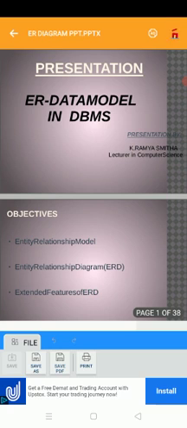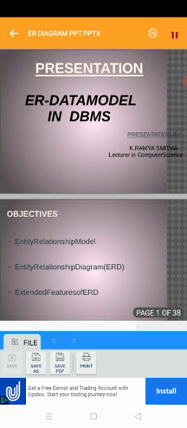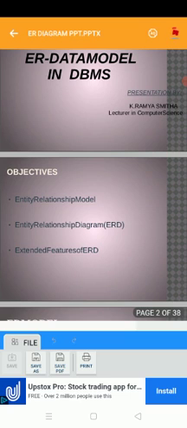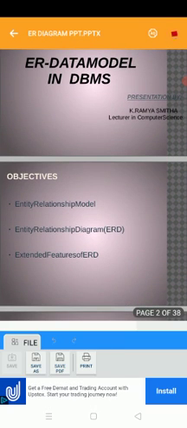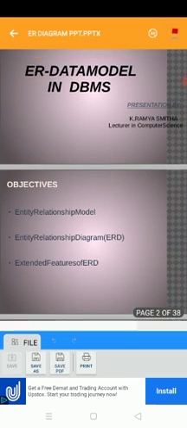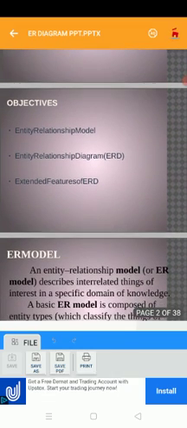Today we are discussing the ER data model in DBMS. First, we learn in this topic the entity relationship model, the entity relationship diagram, which we also pronounce as ERD, and the extended features of ERD. Today we will discuss the entity relationship model, the entity relationship diagram, and the extended features of ERD.